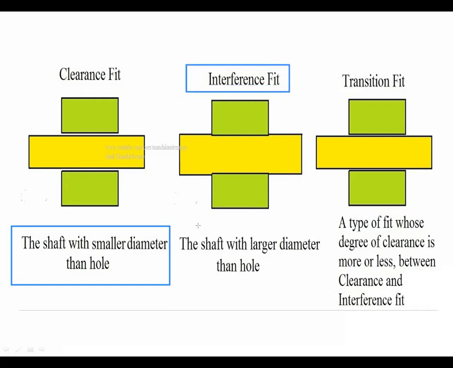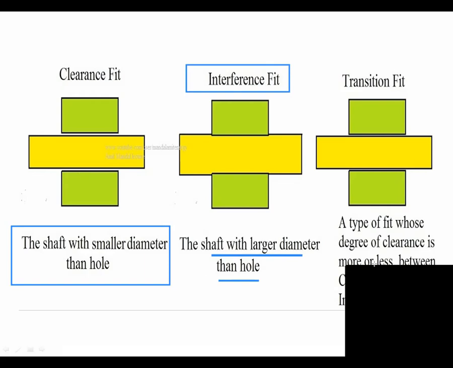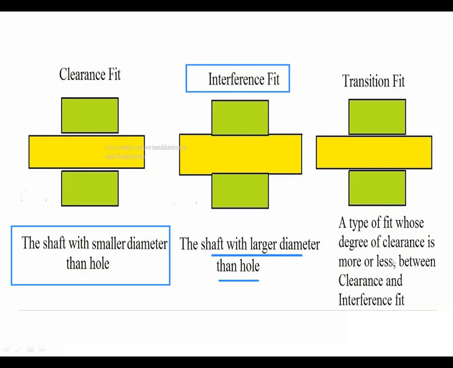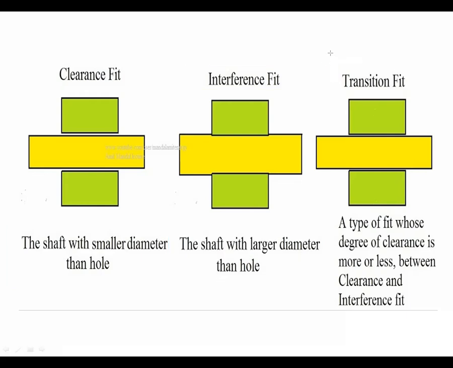In the second case, interference fit, the shaft has a larger diameter than the hole. Actually, it is not too large, but some nominal extra dimensions are provided. Shaft is somewhat larger in diameter than the hole. So this is interference fit. And transition fit is the type of fit whose degree of clearance is more or less between clearance and interference. So in between clearance and interference, transition fit exists. Fine.